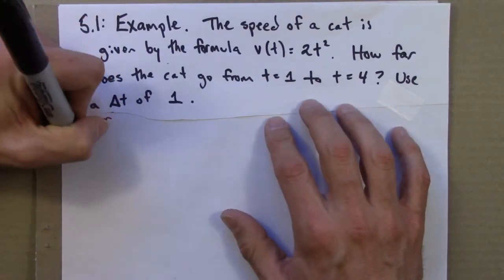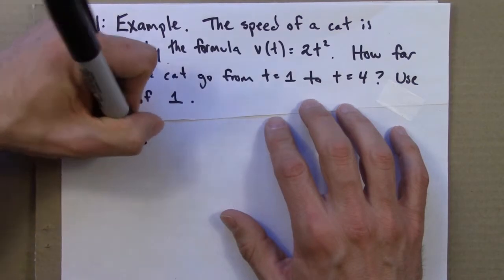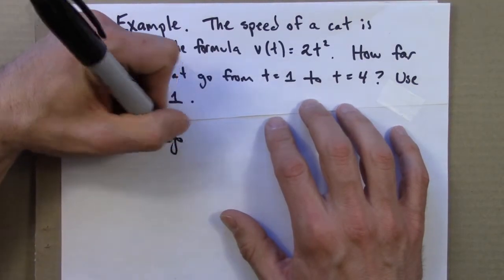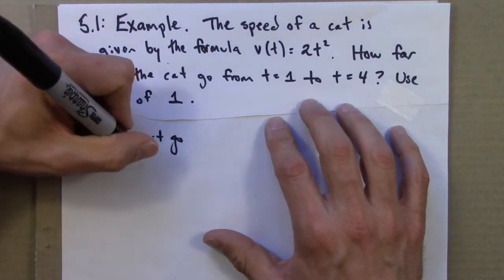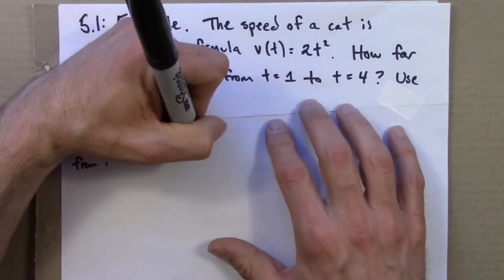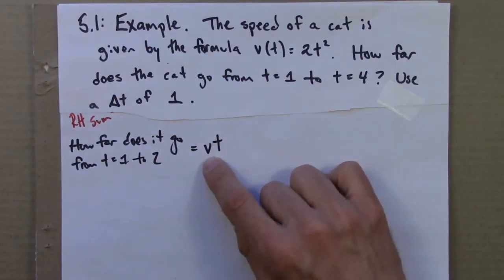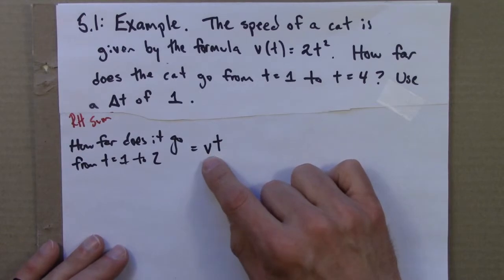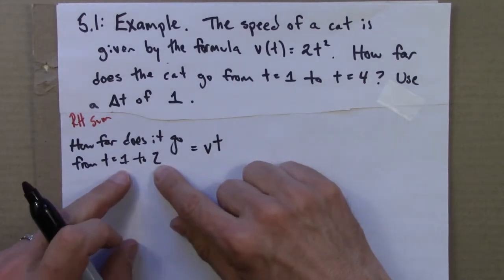So now we want to know how far does it go from t equals 1 to 2. So distance equals rate times time. This formula is only true if the speed is constant, which it isn't, but we'll pretend it's constant over this time interval from 1 to 2.